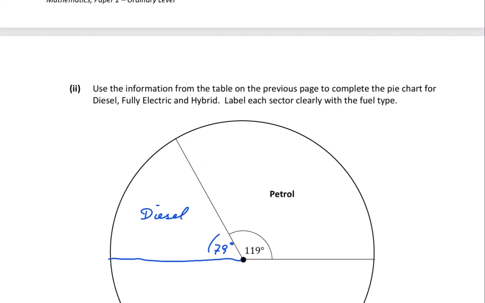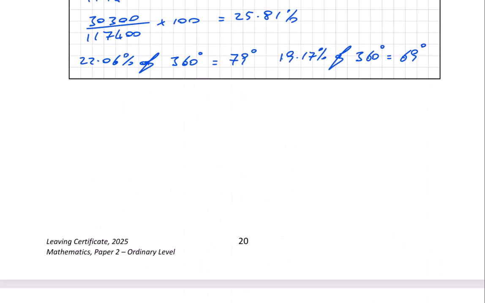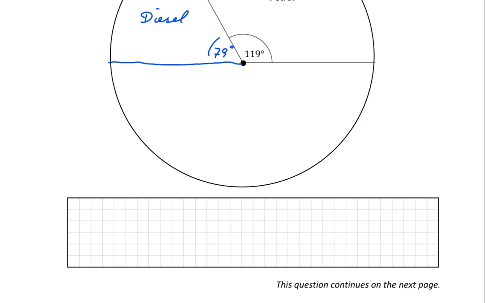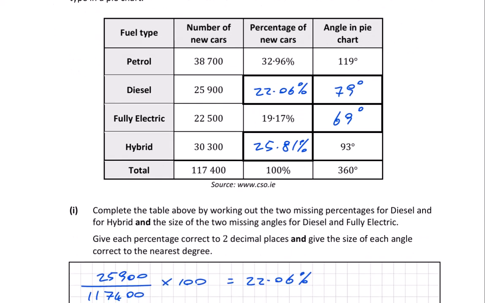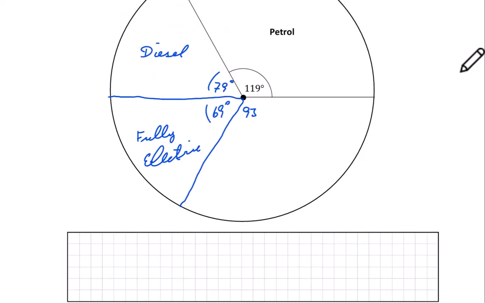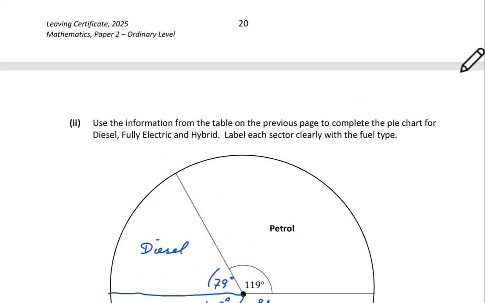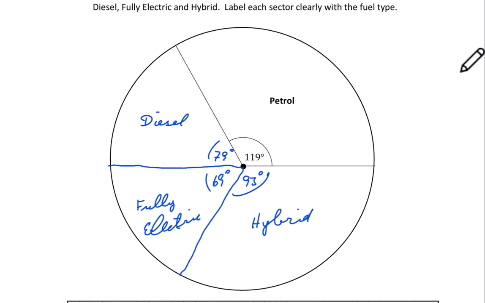So the next one we have to do is fully electric. So fully electric, we can see we need to draw an angle of 69 degrees. So you would draw an angle of 69 degrees, which would be, let's say, somewhere around there. 69 degrees, and this is fully electric. And the next one then is hybrid, which is 93 degrees. So this here should be 93 degrees. And this was hybrid. So we had 4 types, and we've got 4 types there. So that's it. That's your pie chart.